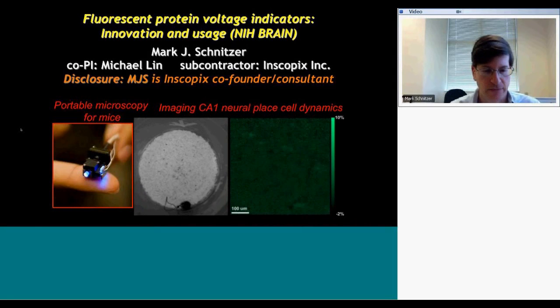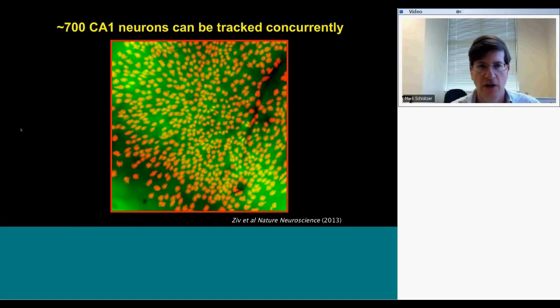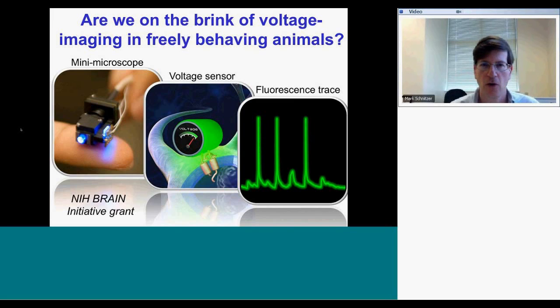Now, from this movie that I'm showing here, there are about, as I said, 700 hippocampal neurons, and we'd like to begin asking whether we can accomplish voltage imaging across similarly large populations of neurons. So, might we be on the brink of attaining optical voltage imaging in freely behaving animals? To attain this goal, it's going to require development of new optical voltage indicators, a main focus of our work under this NIH BRAIN Initiative grant.